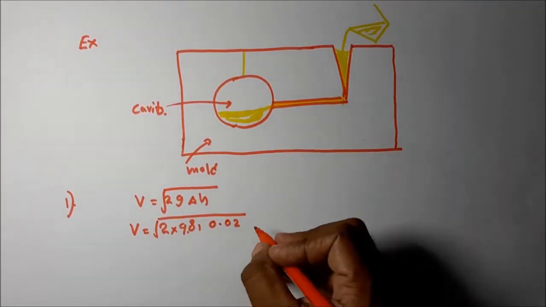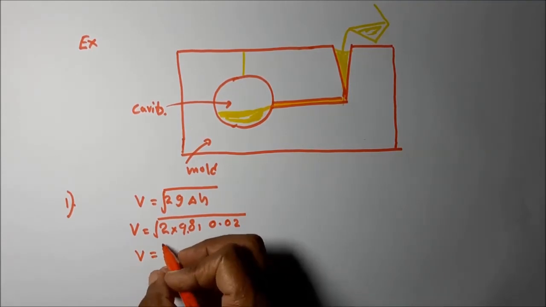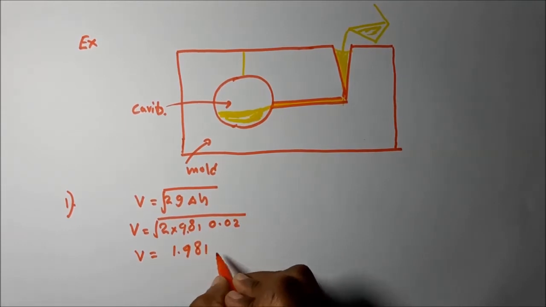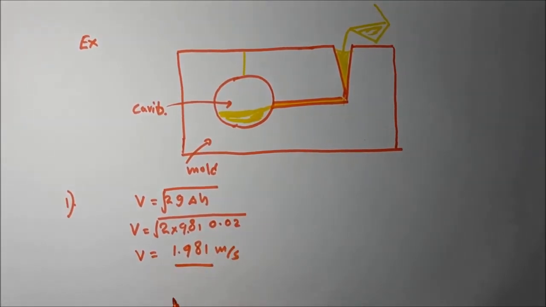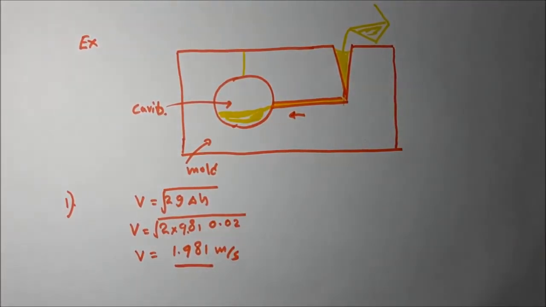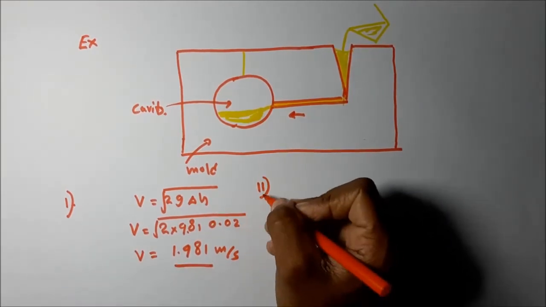That is equal to 1.981 meters per second. This is the velocity of the molten metal flowing through this main runner. Okay, this is the velocity. So then let's take a second question.